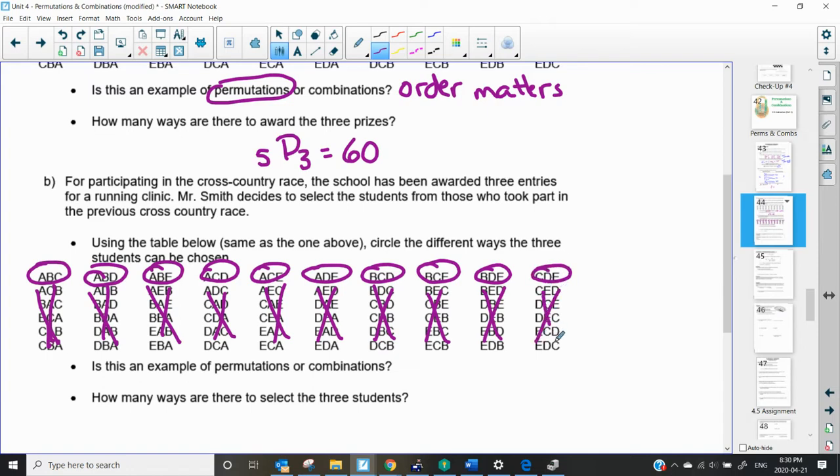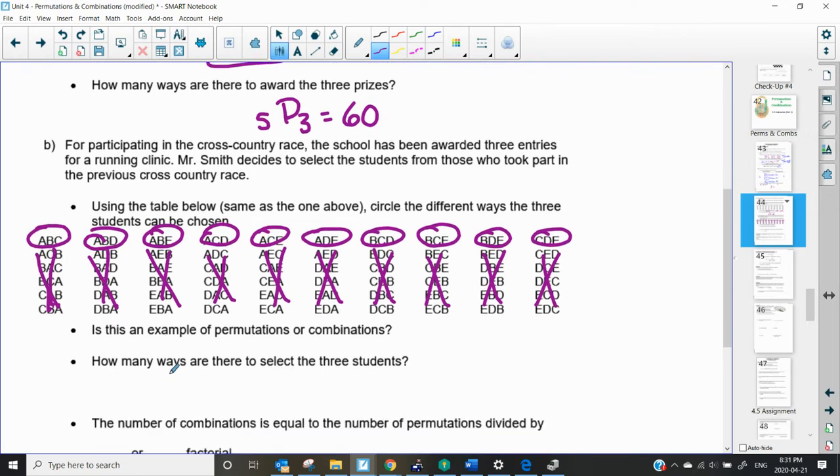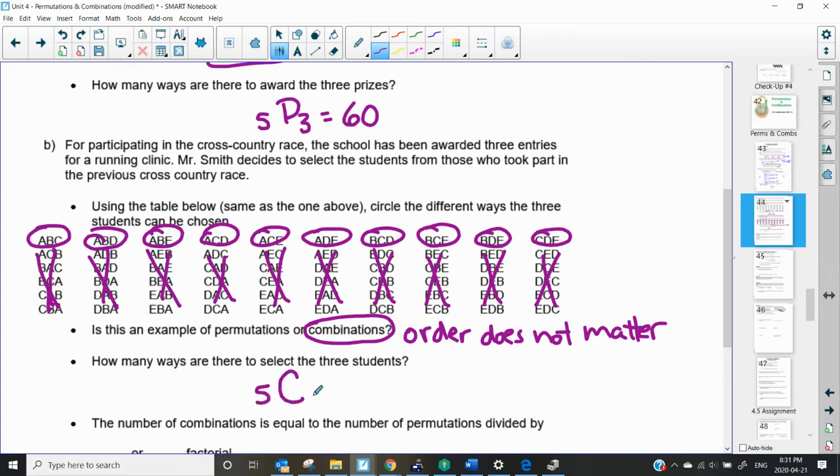And so if we count those up, we have 10 different ways that Mr. Smith can choose his group to go to that running clinic. So in this case, order does not matter. And so that means this is an example of combinations. So if order does not matter, it's combinations. So how many ways can these 3 students be selected? Well, again, we have 5 students, just like before, but this time we're choosing them. So 5 choose 3, and that's because order does not matter. 5 choose 3 is 10.